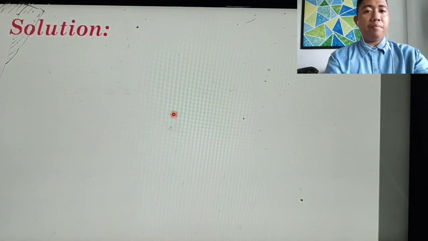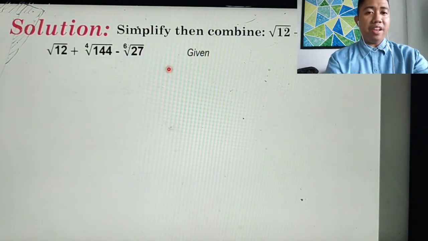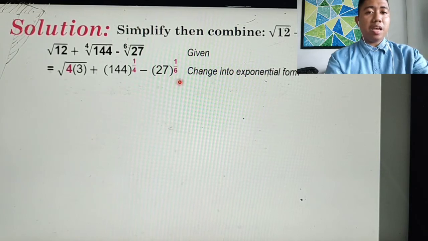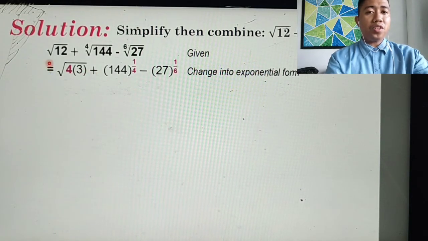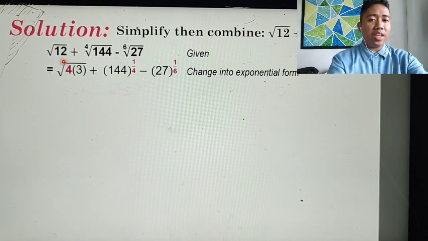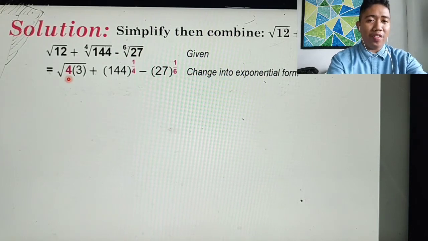To simplify the given radical expression with different indices, we have the given first. And then the next step to do is to change into exponential form. So the first term, we are going to factor out first the value of the radicand, which is 12. So the factor of 12 is 4 times 3. At least we have a perfect square, which is 4.